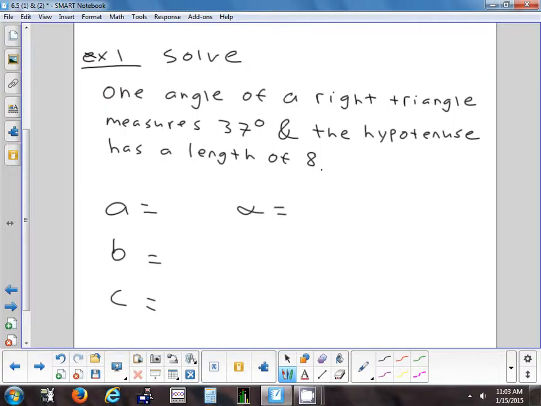Anybody remember the letter for the angle we use across from B? Yep, beta. And then the angle across from C, we don't need to give that a name. C is the hypotenuse. So what's the angle across from C? It's always how much? Cody?